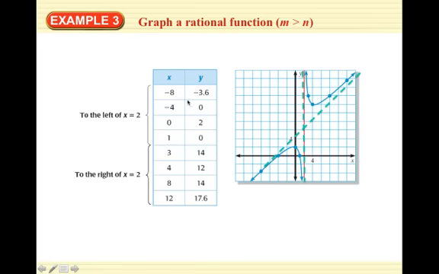All right, so we plot the ones to the left of 2. Here we've got (-8, -3.6), (-4, 0), (0, 2), and (1, 0). Then we draw a curve that approaches the slant asymptote as we go to the left and approaches the vertical asymptote as we move closer and closer to it. It approaches it asymptotically; it gets extremely close to it. Then we plot the points to the right of x equals 2: (3, 14), (4, 12), (8, 14), and (12, 17.6).